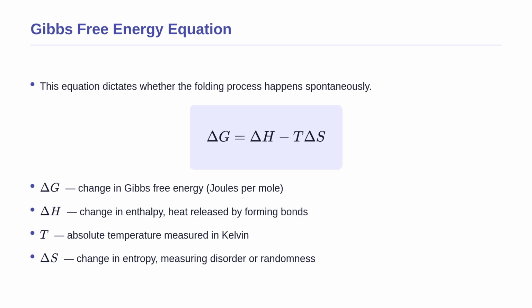Delta G represents the change in Gibbs free energy. For a protein to fold spontaneously, this overall value must be negative. Delta H represents the change in enthalpy, accounting for the heat energy released when favorable chemical bonds, like hydrogen bonds, are formed. T represents the absolute temperature in Kelvin. Finally, delta S represents the change in entropy, which measures the degree of disorder. Folding restricts movement, so entropy usually decreases.